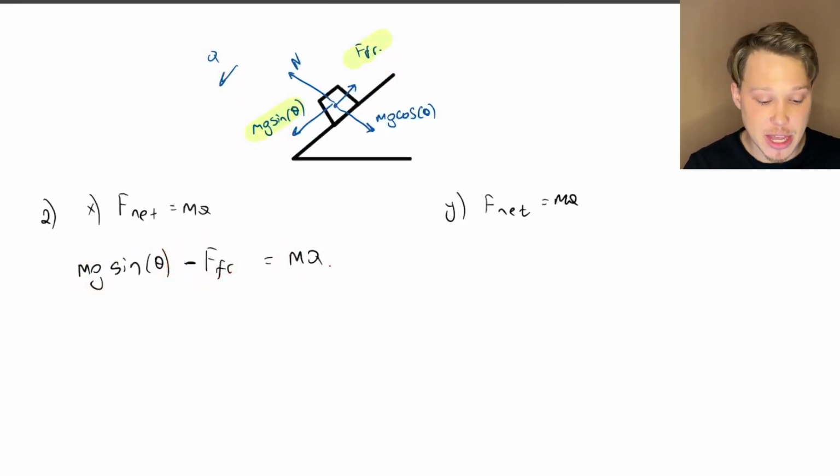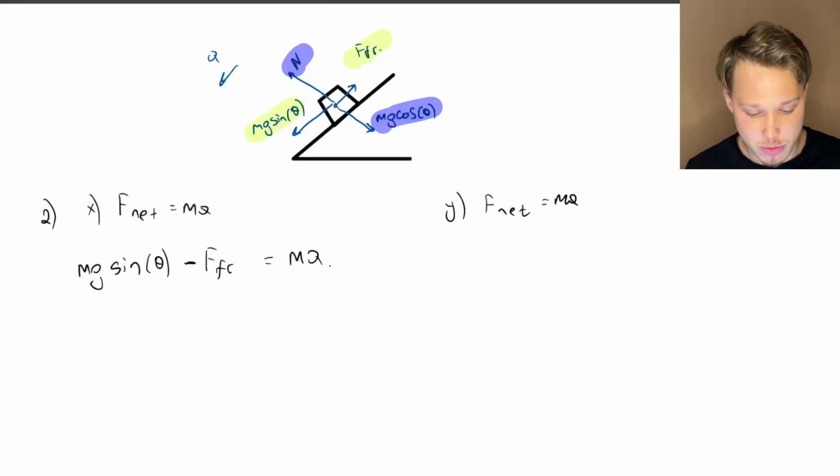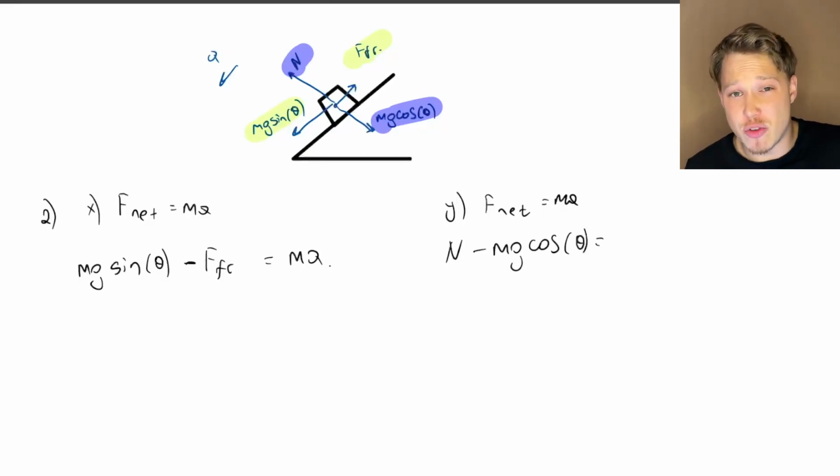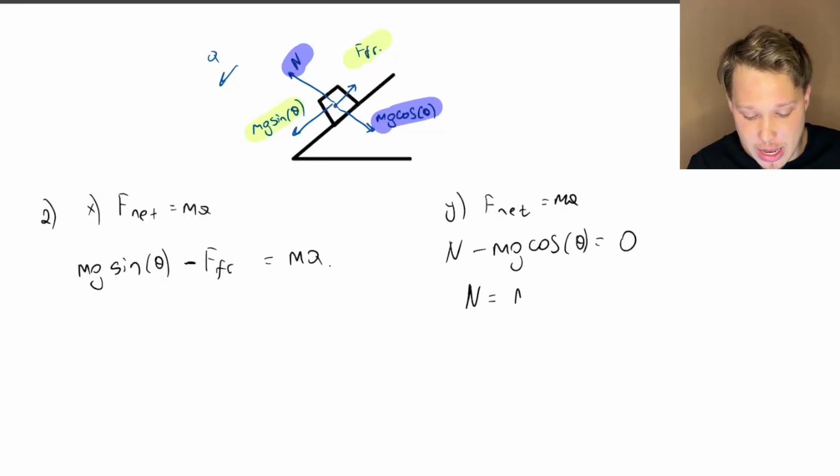Now, let's do the same thing with the y direction. So these two forces are vertical. So what are the forces that are up and down? Normal force, let's consider that one positive, minus mg cosine theta. Of course, there is no acceleration up and down, so therefore a is equal to 0. Or we can rearrange this equation, and N is equal to mg cosine theta.